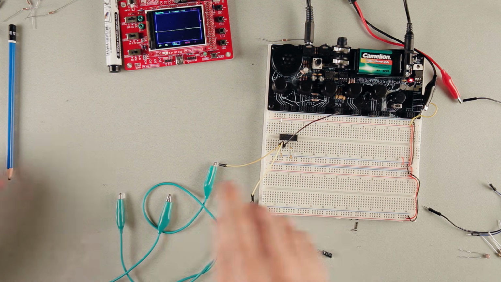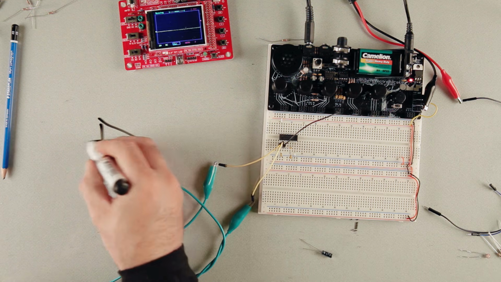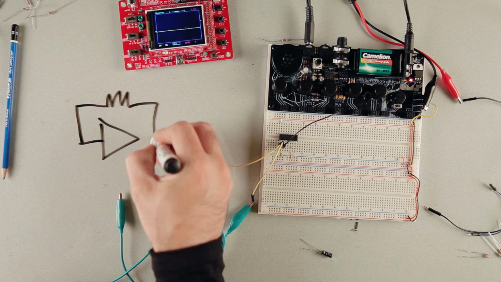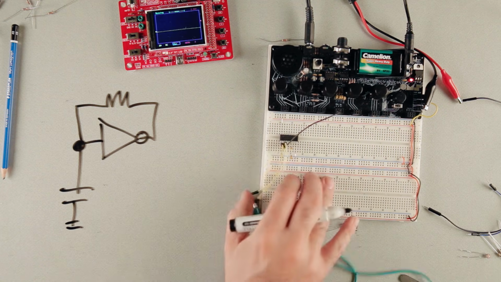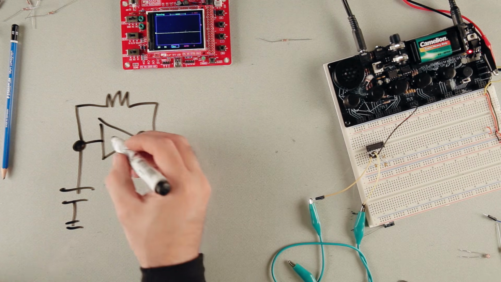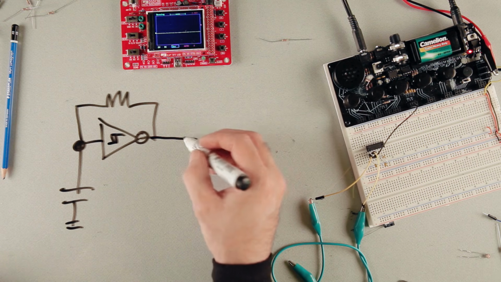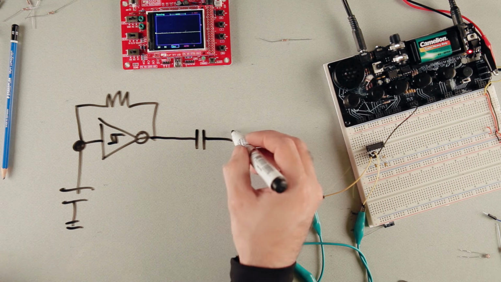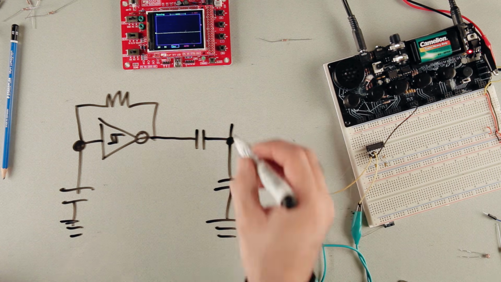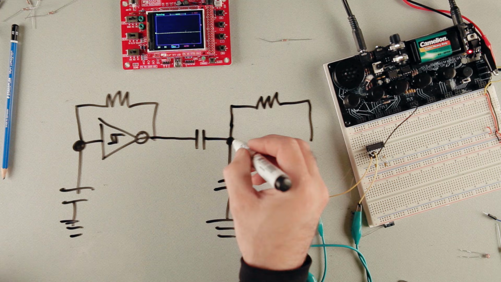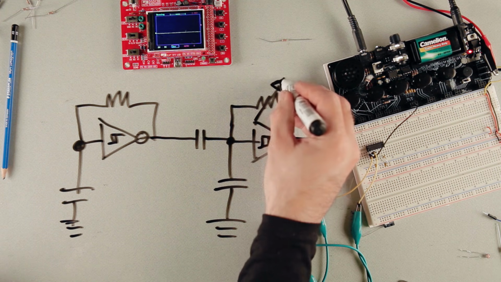It's going to be the same way, where I've got my inverter. This time I'm using the second one, and between the input and output I'm going to have a resistor. And at the base, I'm going to have a capacitor. But what I'm going to do is take the output of that oscillator and feed that into the input of another one. Like this. And these are both variable.